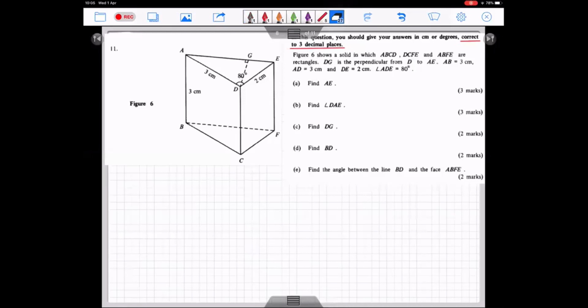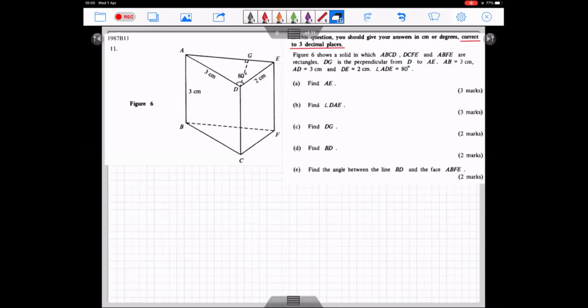Now, like I said, this was an HKCEE question, right? And this was the question I took when I was in Form 5. And the year is 1987, all right? It was so long ago. It was before you were born, right? It was a 1987 question, all right?